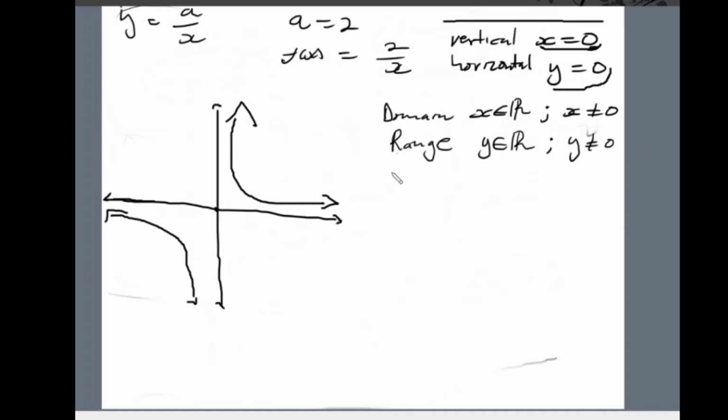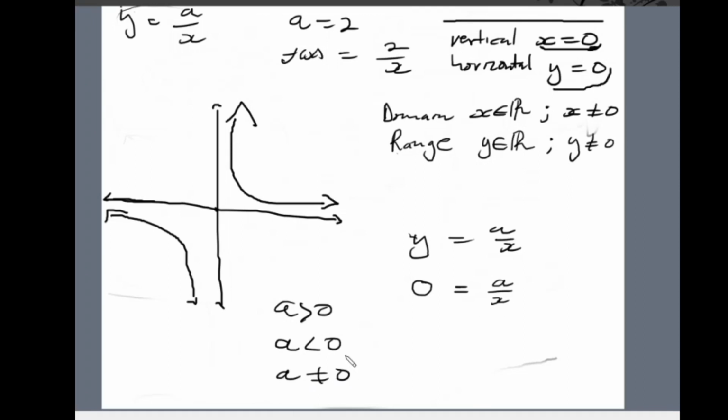Why can we not have y as 0 there? If we have y equals a over x as our function, and we have a possibility for y being 0, it will mean at some point we'll have a being 0, which is not possible, because a can be greater than 0 or a can be less than 0, but a can also not be 0, right?